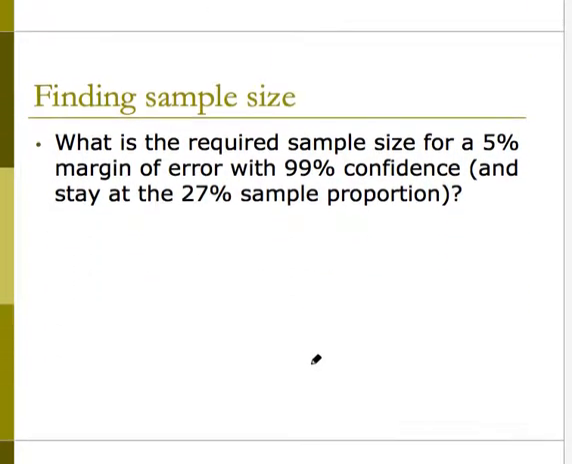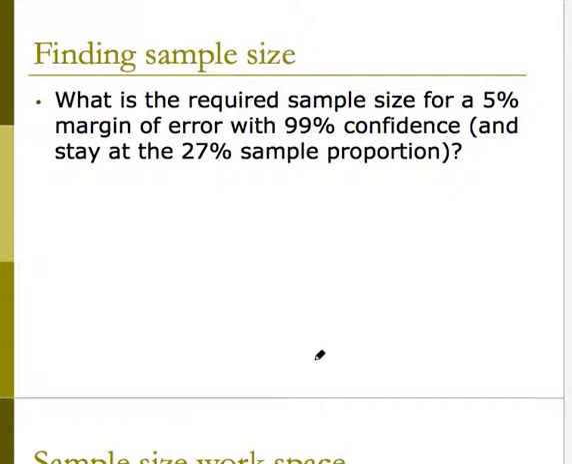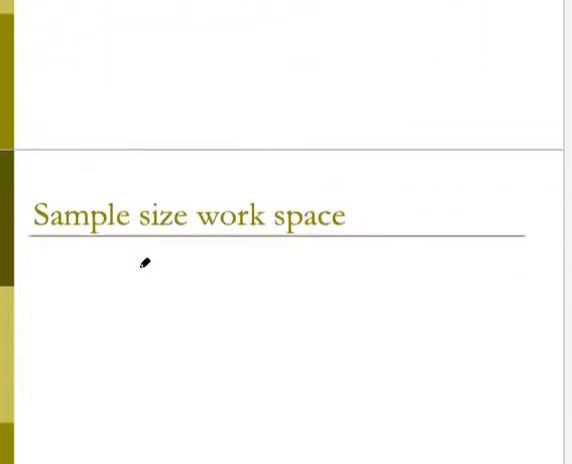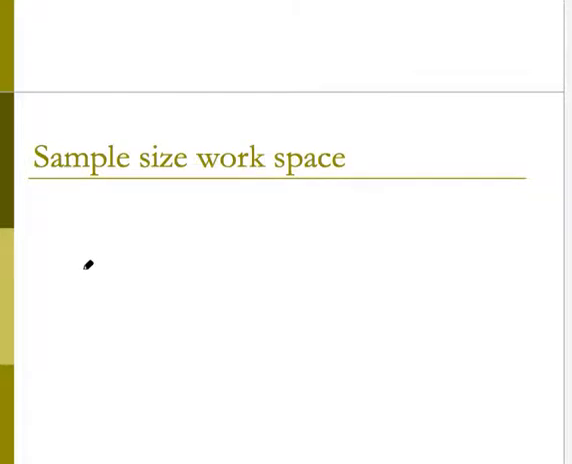Now we're going to talk about finding the sample size. With the sample size, we're looking for n. Here's the question: what is the required sample size for a 5% margin of error with 99% confidence? We're going to stay with the same 27% sample proportion. This is just a plug and chug formula, just math, where you have to solve for n. So let's put this all together.